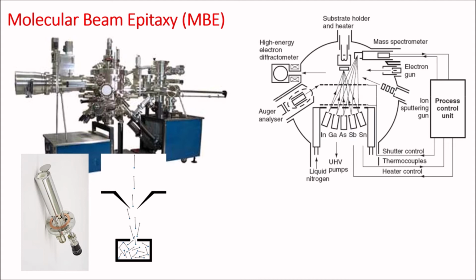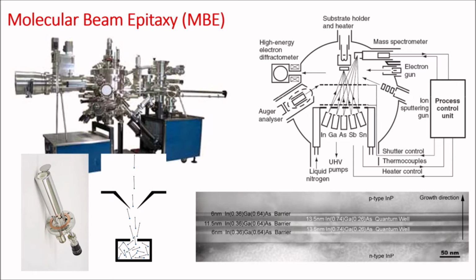As the shutters can be switched rapidly in comparison to the rate at which material is deposited, it is possible to grow very thin layers exhibiting very sharp interfaces, as shown in this cross-sectional TEM. You can see here very precise layer by layer growth of indium gallium arsenide and gallium arsenide layers on top of a single crystalline n-type indium phosphide substrate.